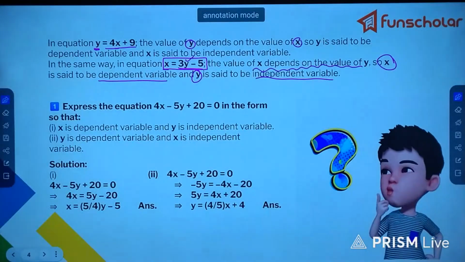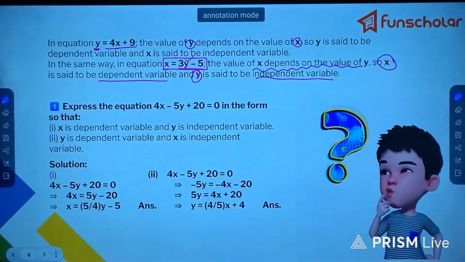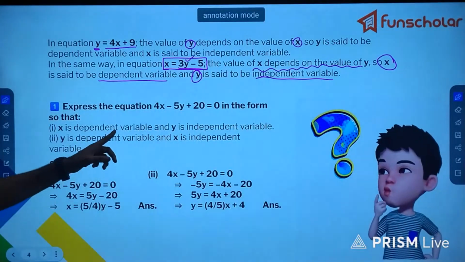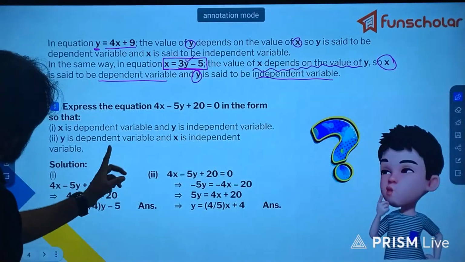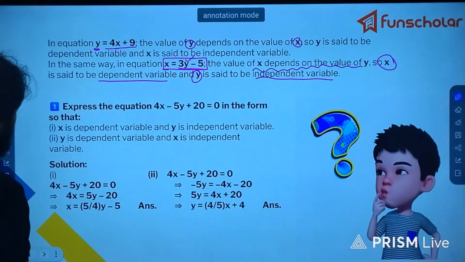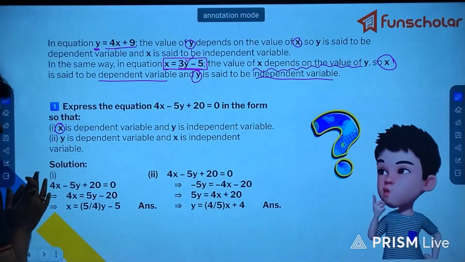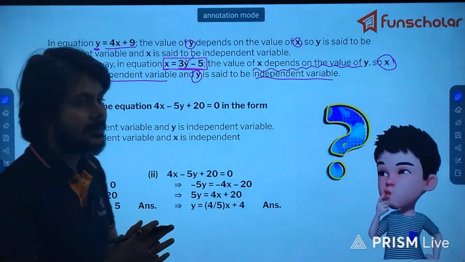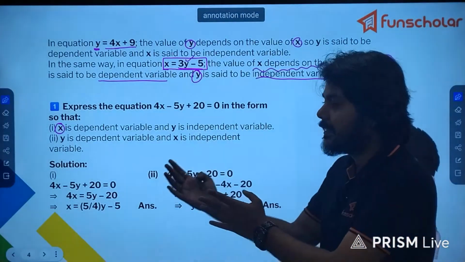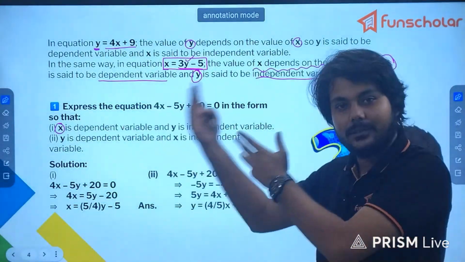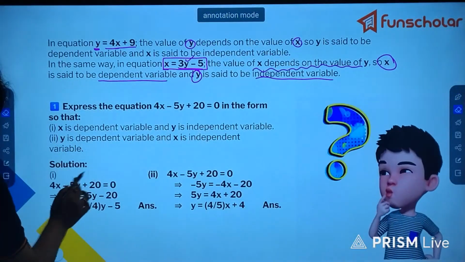Now express the equation 4x minus 5y plus 20 equal to 0 in the form so that x is the dependent variable and y is the independent variable. X is the dependent variable, y is the independent variable. Always remember, x is dependent. That means we need to keep x in the LHS and we need to transpose the other terms to the RHS.